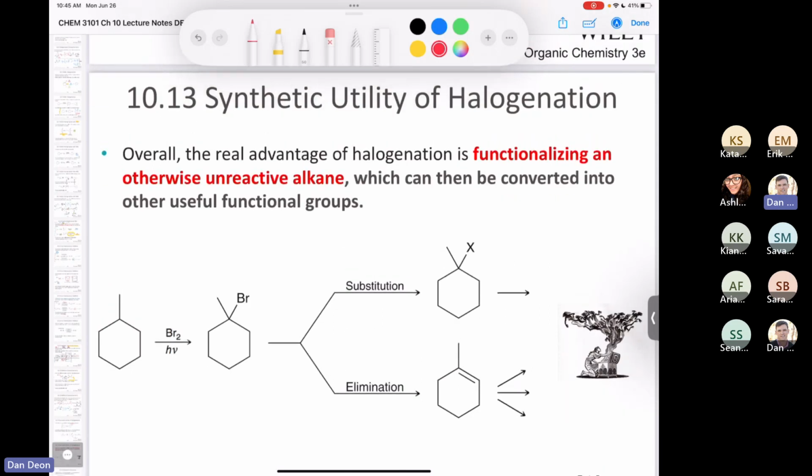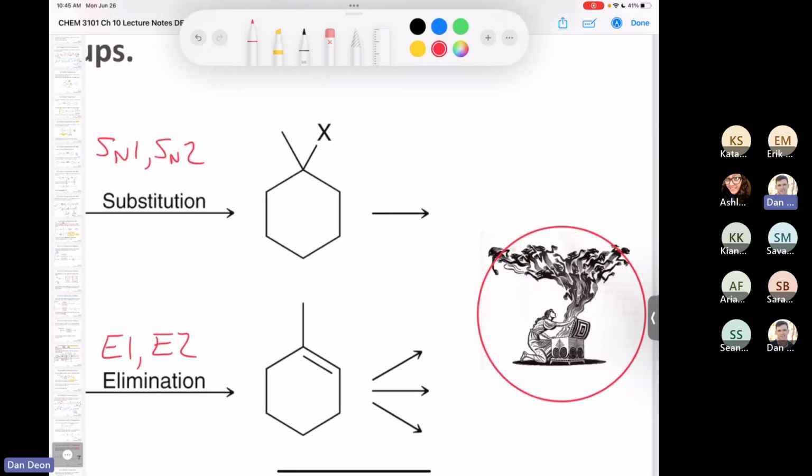So if you think about it, once you form your alkyl halide, you can do SN2, SN1 reactions, or you can do elimination, E1, E2, etc. Okay, and so does anybody know what this drawing is here that I put here? It's not a joke. Anybody know what that is? I just copied and pasted it off of Google Images. Yeah, exactly, right, Katana? It's Pandora's box, okay?